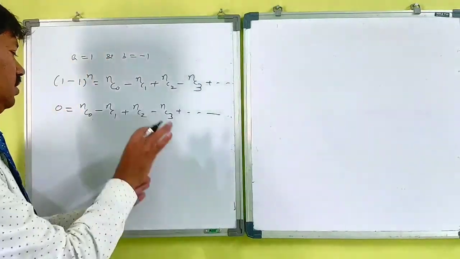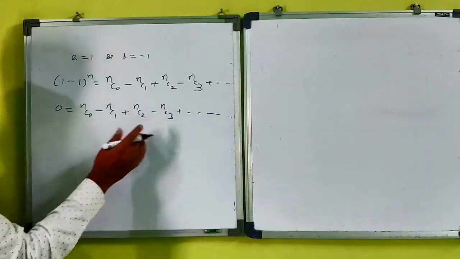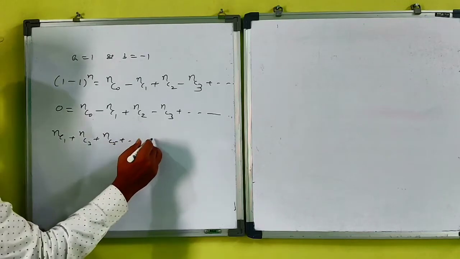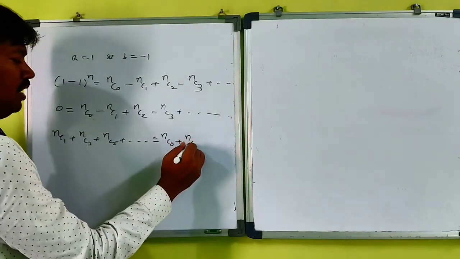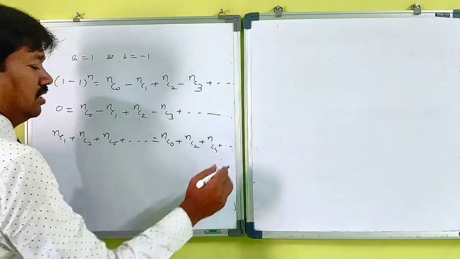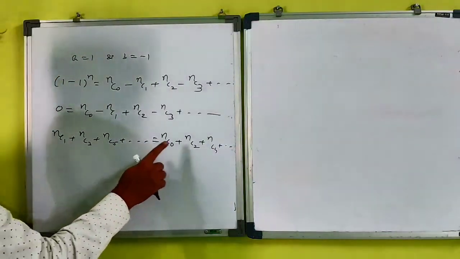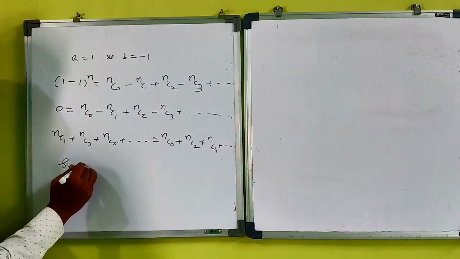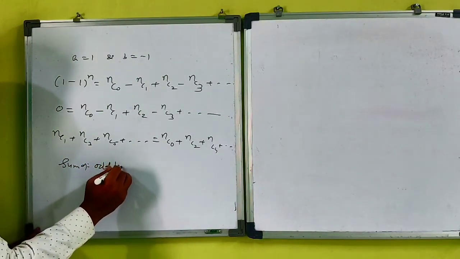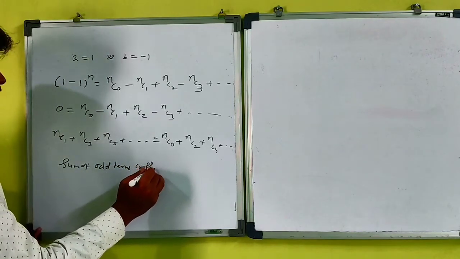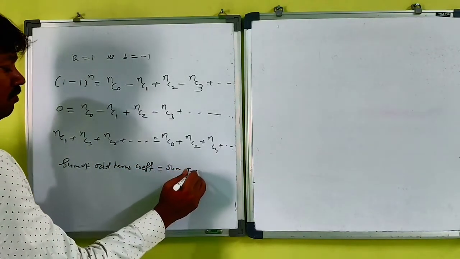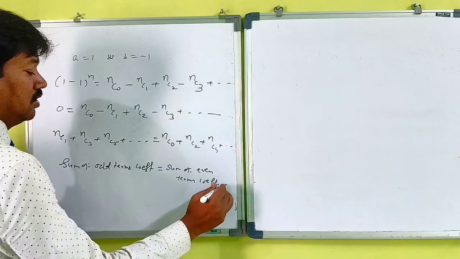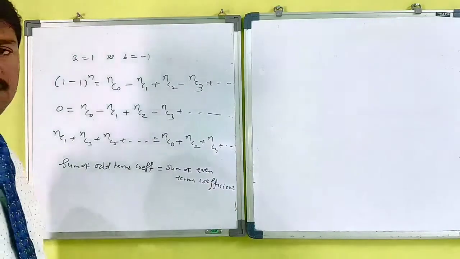So the even terms keep on the right hand side, or you take this side: nC1 + nC3 + nC5 equals nC0 + nC2 + nC4, like this. So that is 1, 3, 5, 0, 2, 4. The sum of all odd terms' coefficients is always equal to the sum of even terms' coefficients. That is always equal.